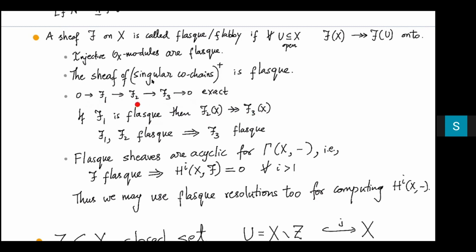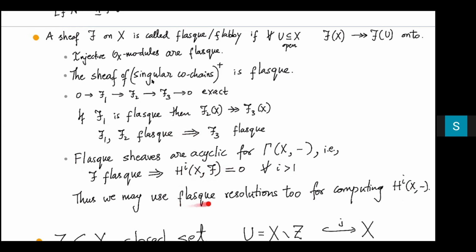And so if these two are flasque, then the third one also turns out to be flasque. This is useful because it allows you to prove this property: if F is flasque, then its higher cohomologies all vanish. And so they are very good replacements for computing cohomology of the global sections functor.